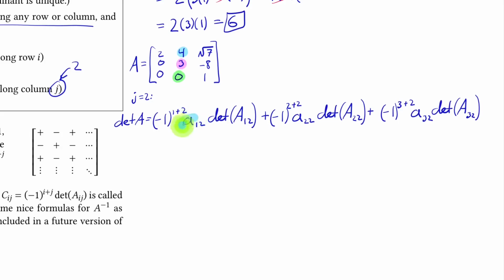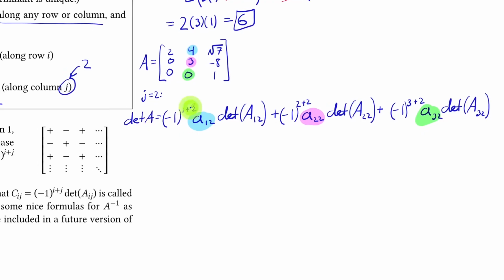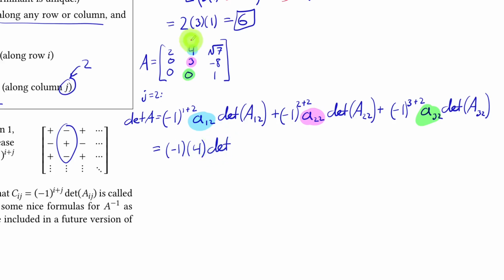So we're starting with the entry in row 1, column 2. Next we have the entry in row 2, column 2. Then the entry in row 3, column 2. And to figure out the sign of these, we could use this chart. So we know the first one is going to be negative 1 here. And the A12 is the number 4. And we're multiplying this by the determinant of the matrix we get when we cross out that row and that column.